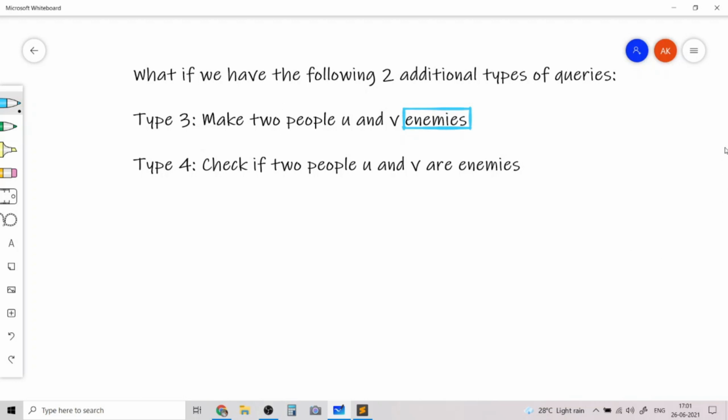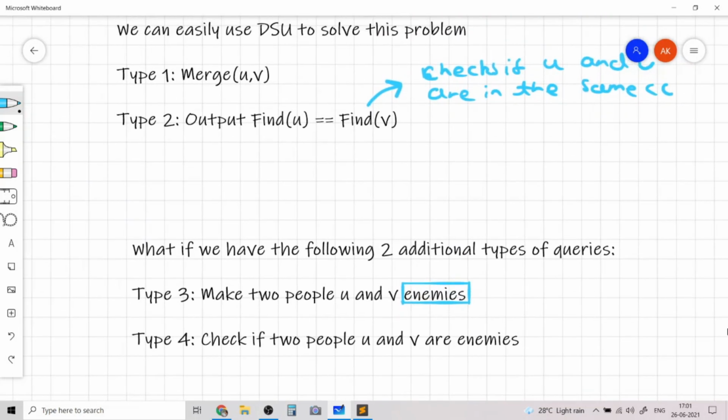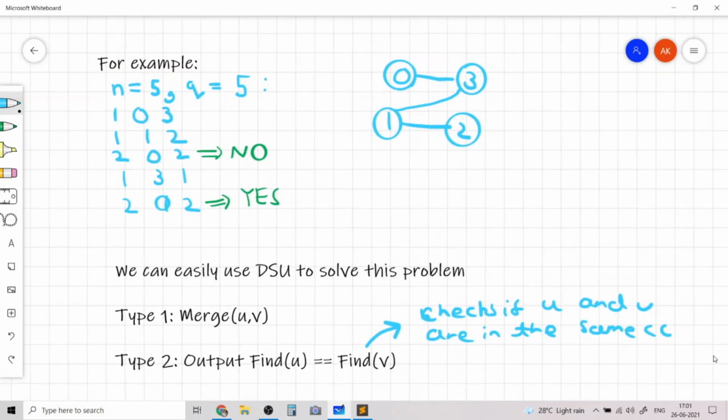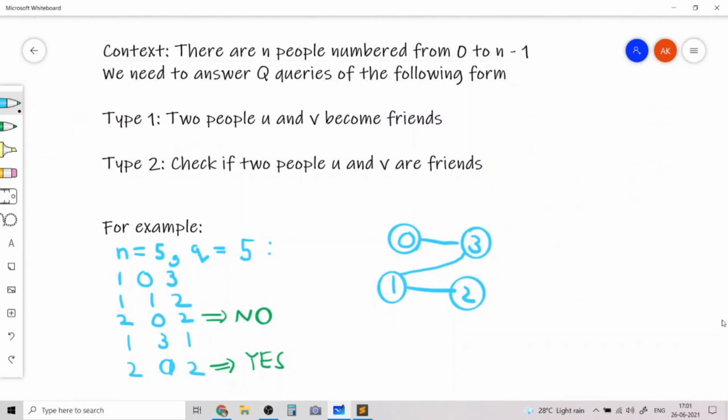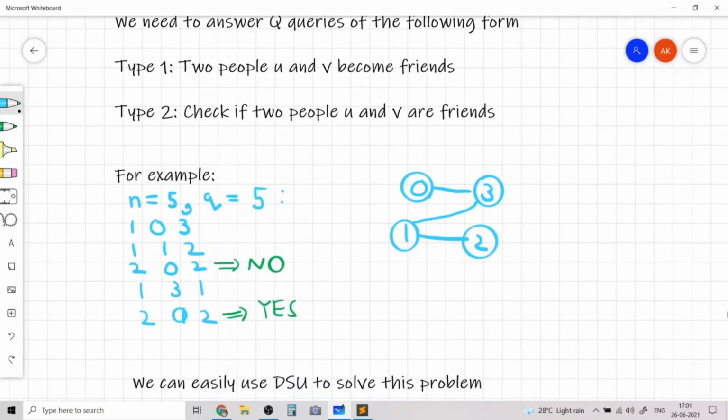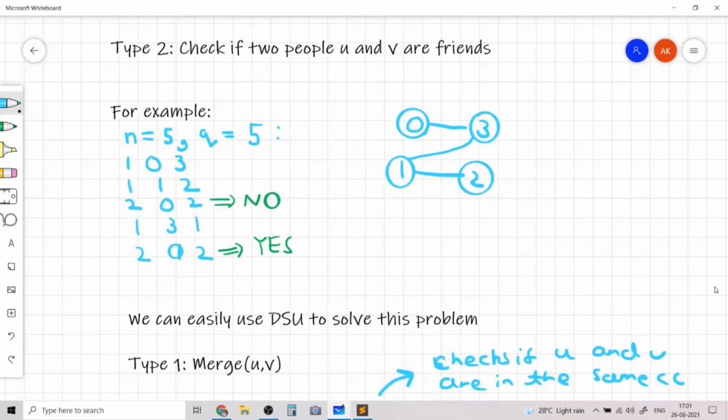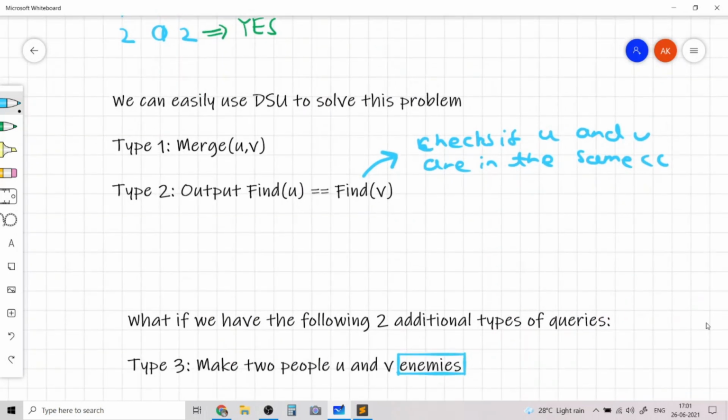So this means that the harder version of this problem has the following four types of queries. First query is make two people friends. Second type of query is check if two people are friends. Third type of query is make two people enemies.